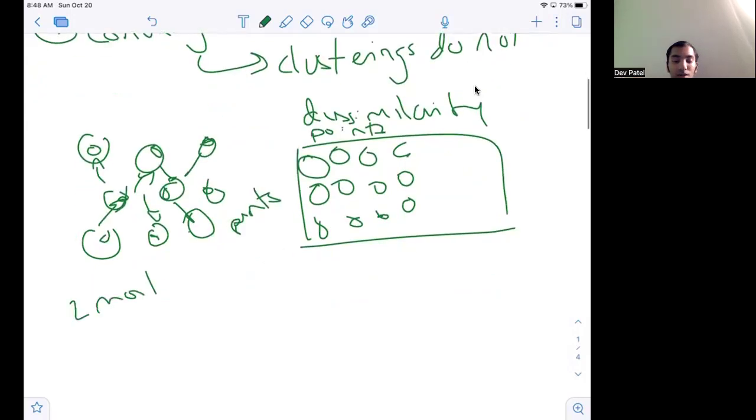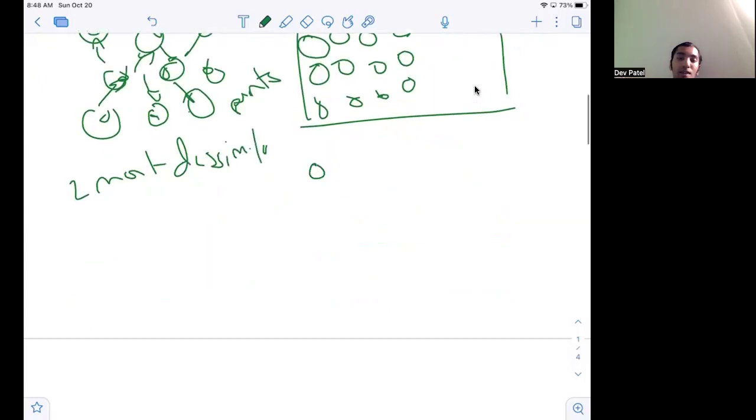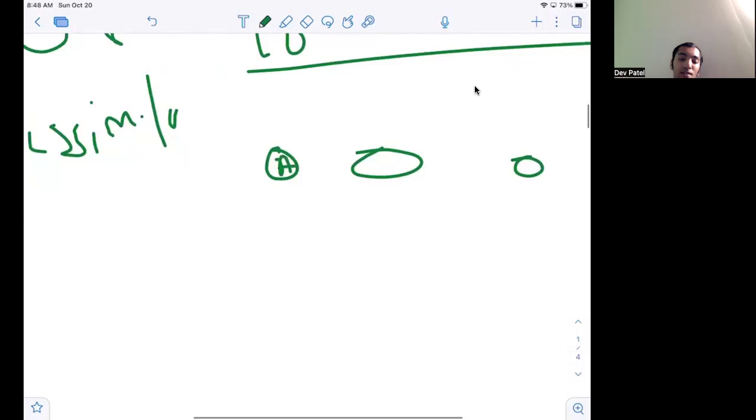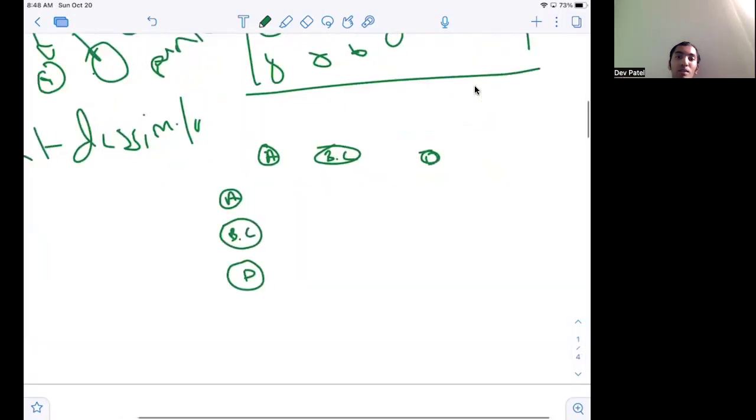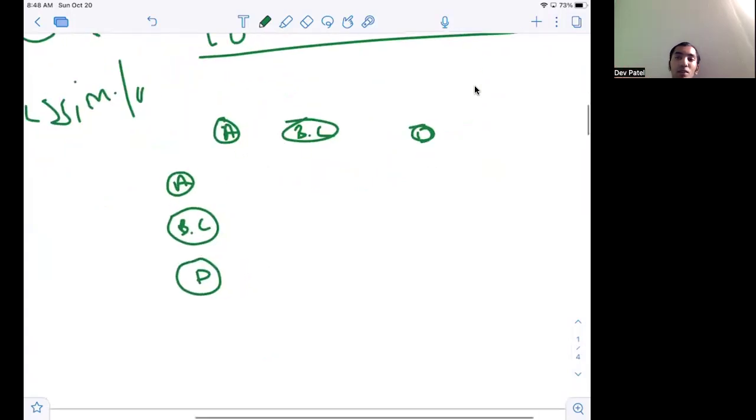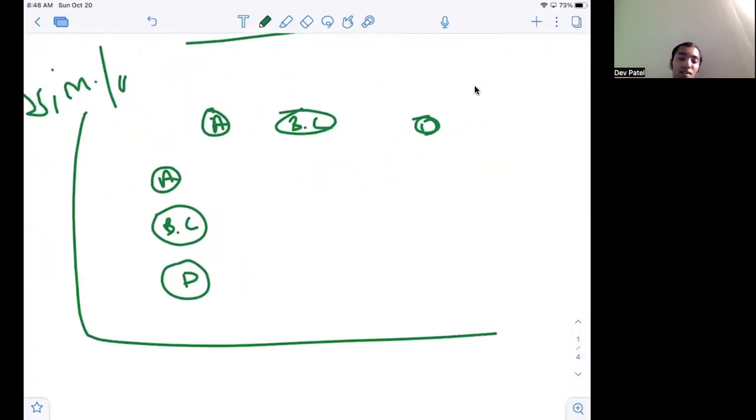Depending on the type of linkage that we have, let's say this is A, B, C, D. We see that B and C were the most dissimilar, and we've merged them. Now we have B, C as one cluster, along with A and D. Then we repeat the same process again and figure out our distance matrix.